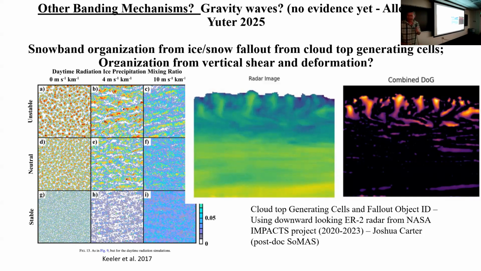Even the cloud-top generating cells, this is purely model-based. We don't have any observations. This is motivating maybe future observations. Models have suggested that these structures can be linear under shear conditions. So if the structures aloft are linear, that may actually favor the structures below being linear as well, if you're thinking about the fallout. But there are a lot of open questions about that, and that's basically motivating future work.